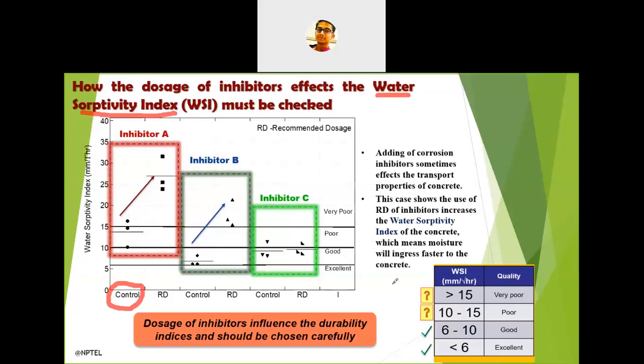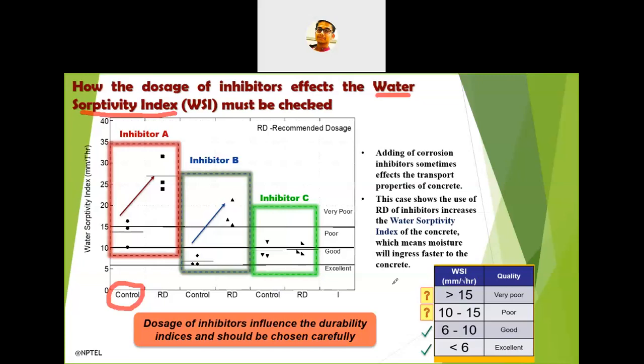And you can see that they have mentioned the limits up to which the performance is excellent, good, and poor. If the water sorptivity index is within 5, or below 6, then we can say that the concrete is excellent in the case of water sorptivity index. And if the range is within 6 to 10, we can say that it is good. But if it is between 10 to 15, it is poor, and if it is more than 15 it's very poor.